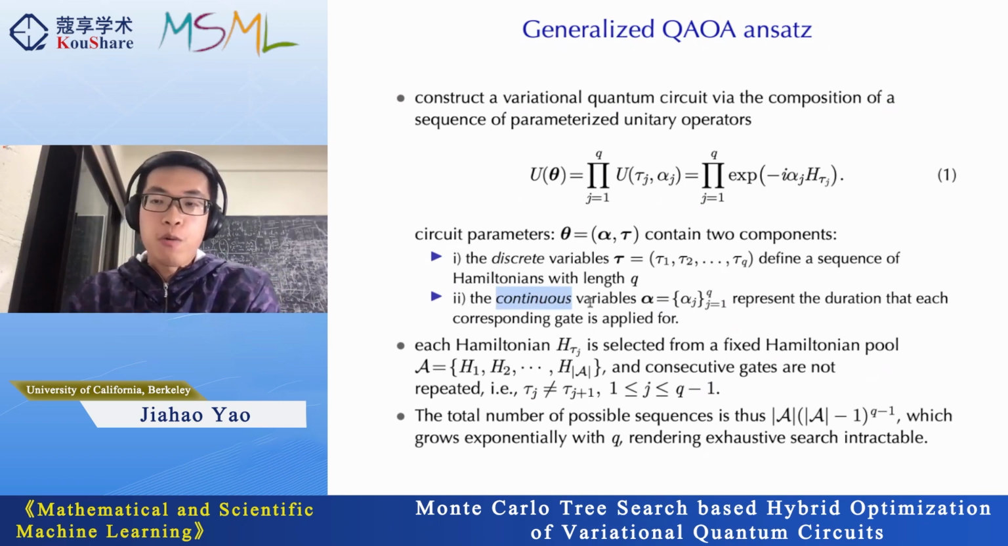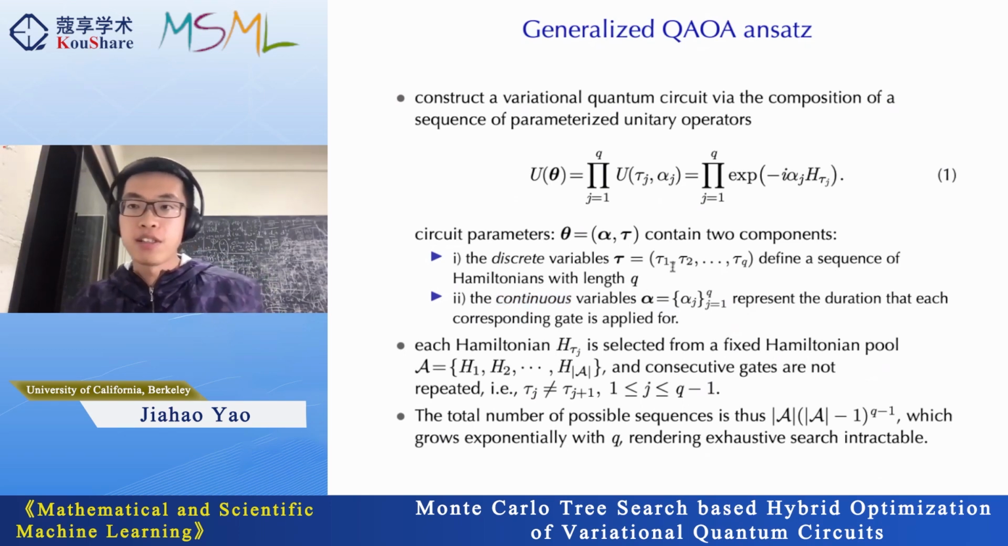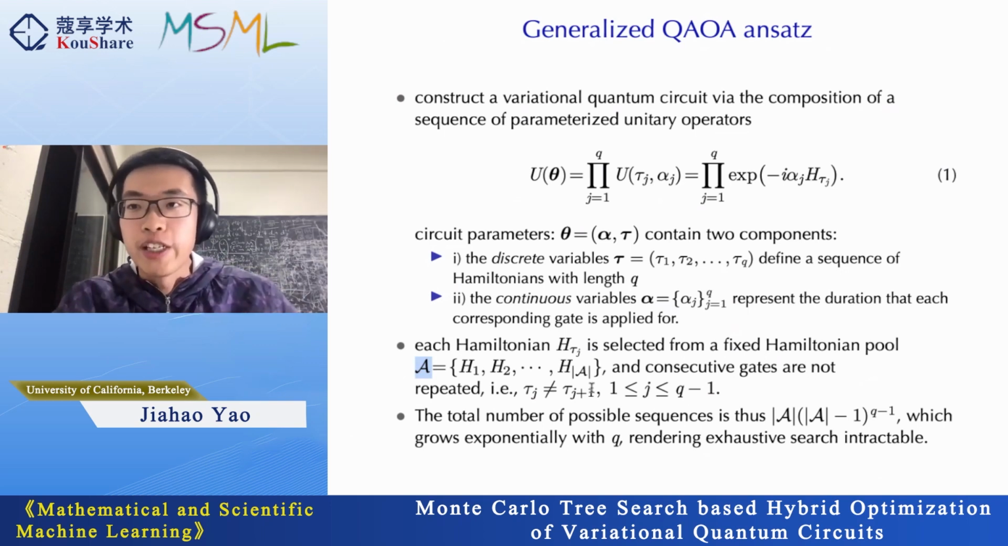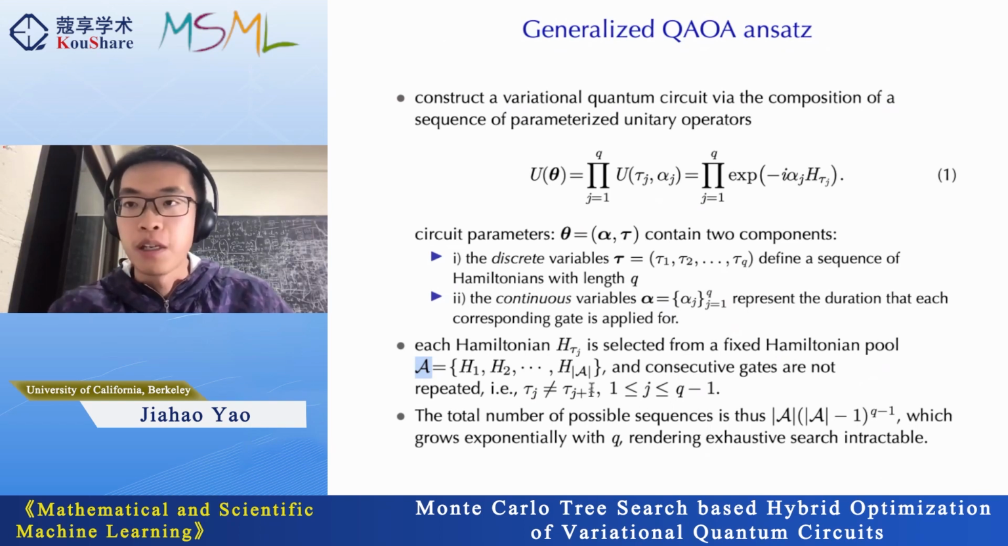And also, we have some assumptions for each gate. That is, for each gate, we think they are coming from the fixed Hamiltonian pool called A, and we also limit that the nearest gates cannot repeat each other. Otherwise, we just merge them together into a smaller ansatz. So the nearest neighbors cannot be equal to each other. And the total number of possible sequences under this ansatz grows exponentially, which makes exhaustive search intractable, and we must come up with a good optimization method to solve this problem.